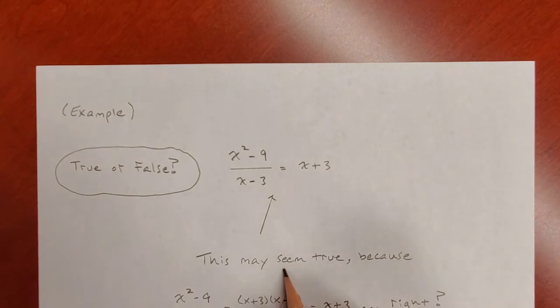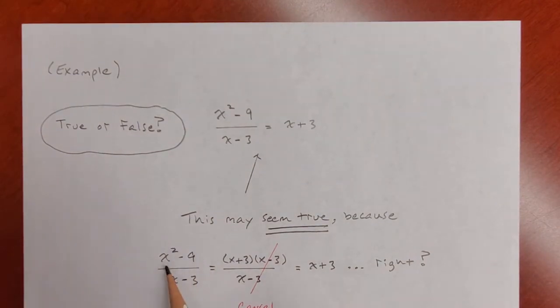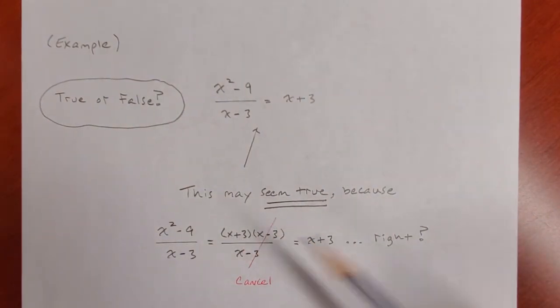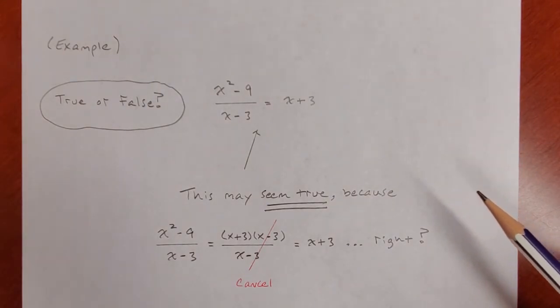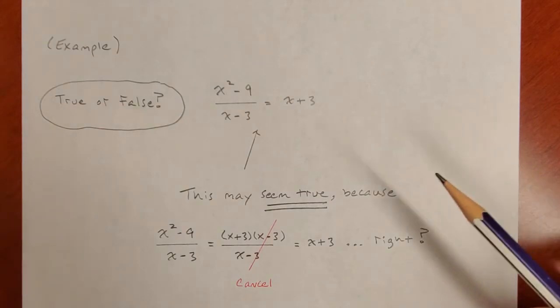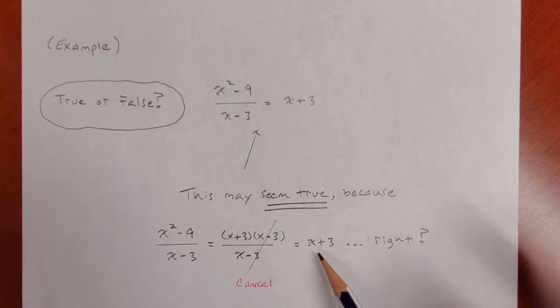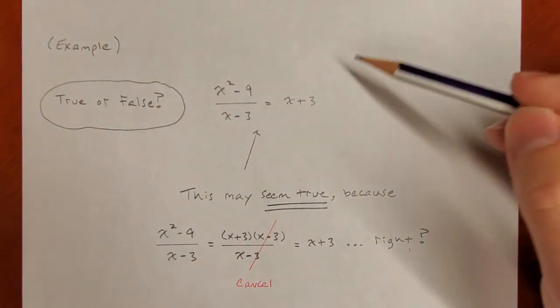Now, I think it seems like it's true. Why? Well, because you can take that top thing, x squared minus 9. You can factor it. It's the difference of two squares. And you'll get (x plus 3) times (x minus 3). And then you'll cancel those. Everybody likes to cancel. I mean, if there's one thing I know from teaching math, it's that people love to cross stuff out. So x minus 3, cancel. You get x plus 3, right? It seems true. But really, is it?